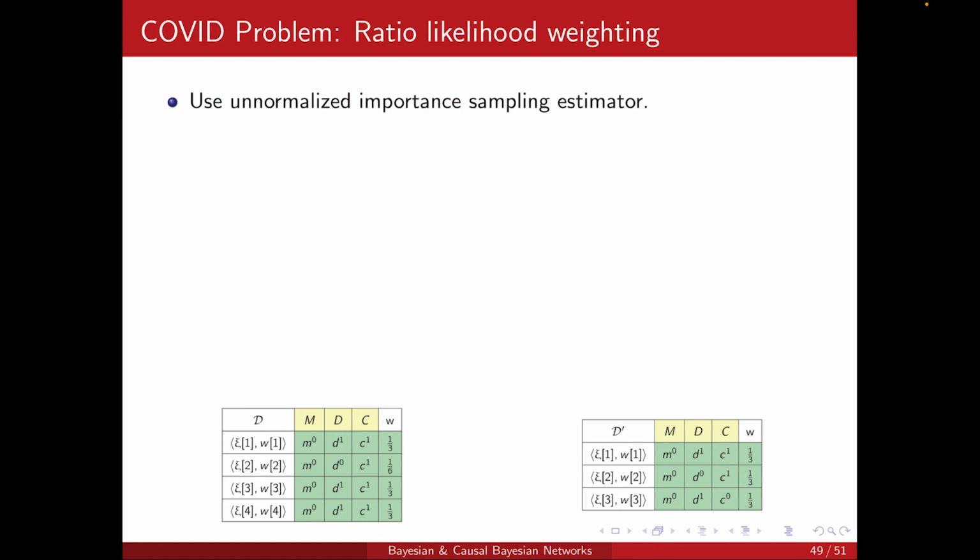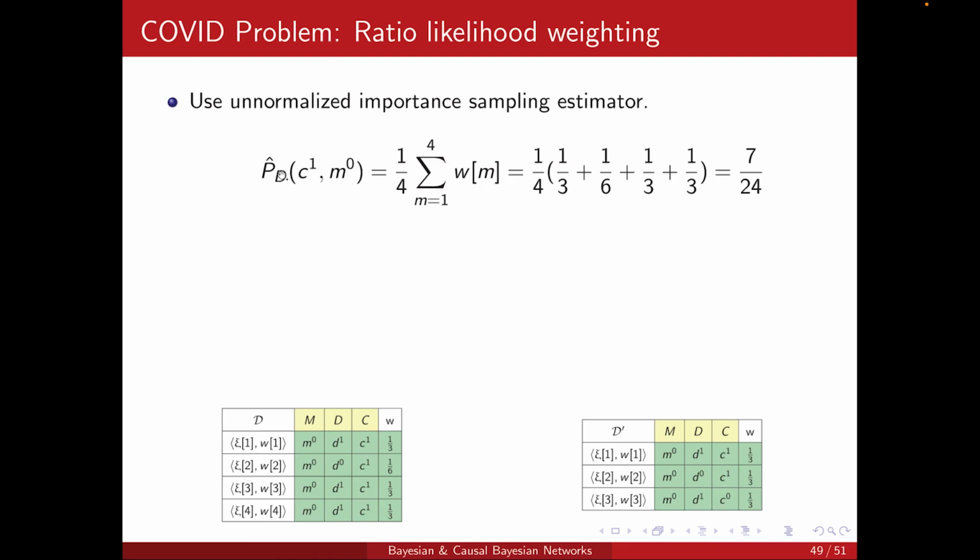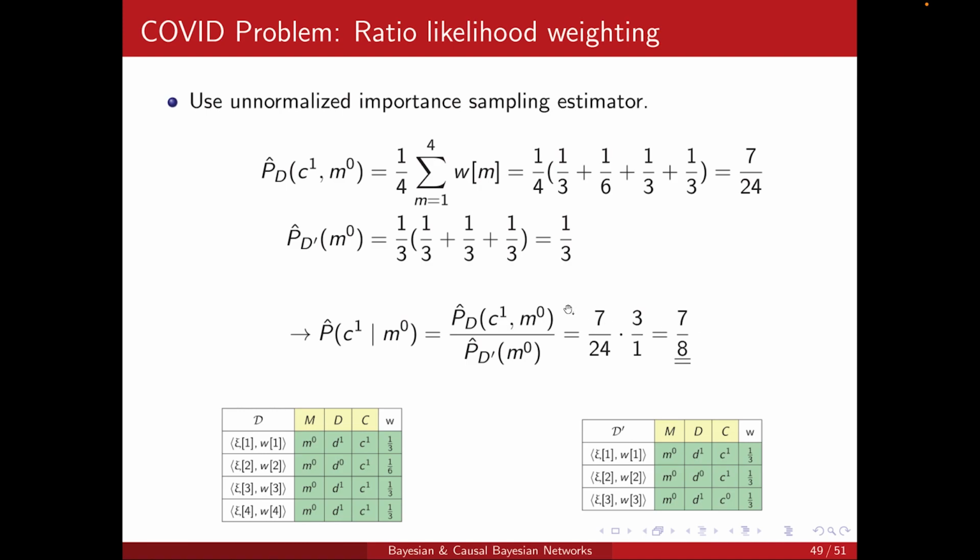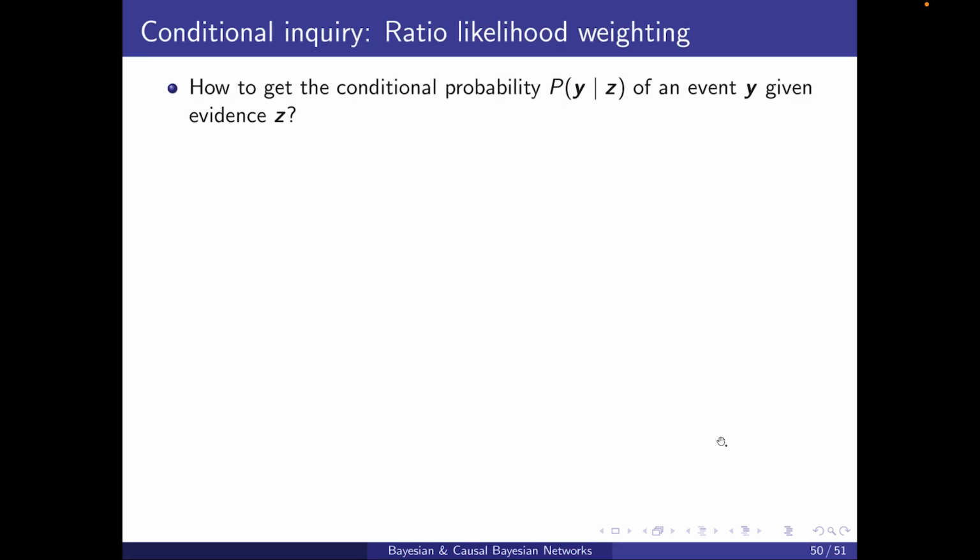So what do we do next? Well, we can use unnormalized importance sampling estimator. What is that? Well, P hat of D, the estimate of this probability, is the average of the weights assigned to the instances. So 1/4 times the summation of these weights. This will give us the estimate of this C1 and M0, and for M0, the denominator, we will use this data set. Same story. And then we simply divide them. So I get 7/8 here. Okay, that was just an example.